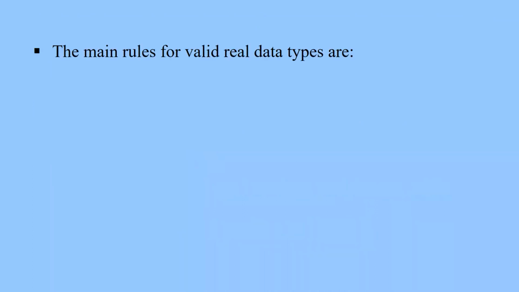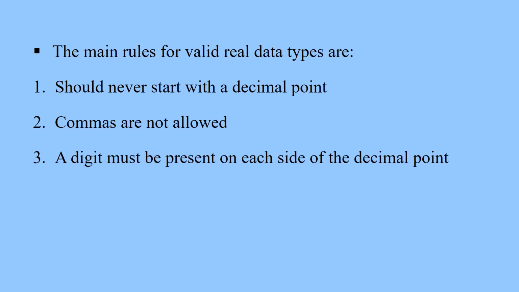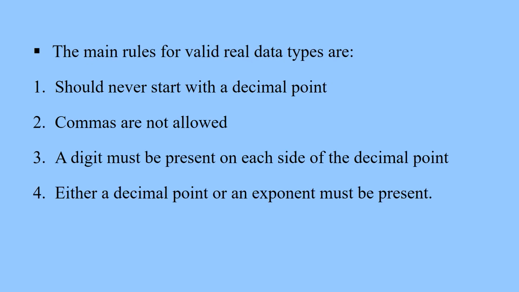The main rules for valid real data types are: 1, should never start with a decimal point. 2, commas are not allowed. 3, a digit must be present on each side of the decimal point. Number 4, either a decimal point or an exponent must be present.